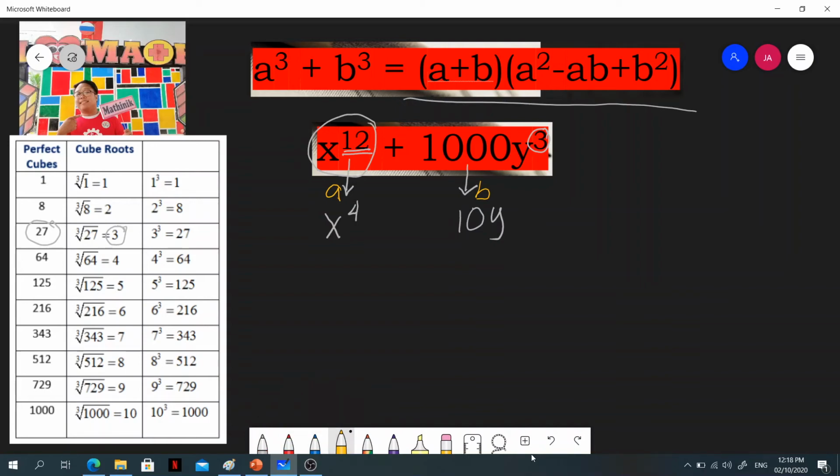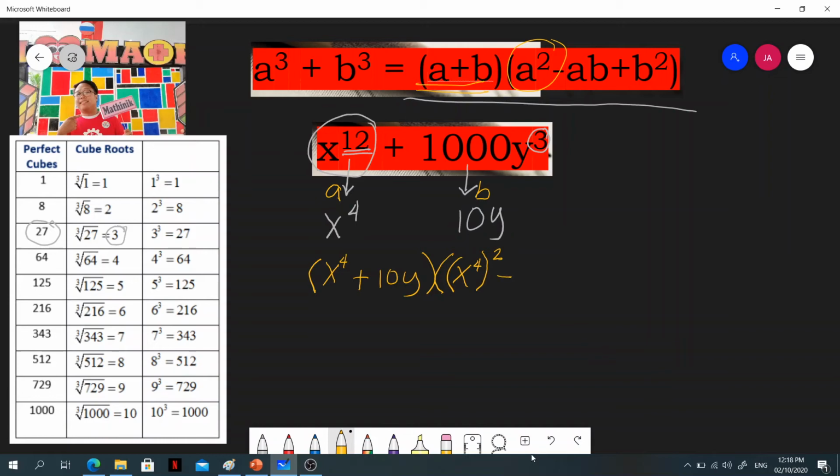Okay, now, sabi, a plus b. Okay, a plus b. Anong a natin? Ito, x to the 4th plus 10y. Kasi ito yung b natin. Diba? Then, ano yung next? Ito, a squared. Anong squared natin? Anong a natin? Ito. Tapos, i-squared daw natin yan. Okay? So, x to the 4th squared. Okay?